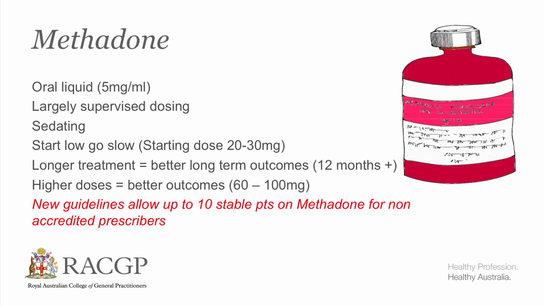So methadone, as I said before, has been around with us for a long time. It's an oral liquid, and it is only available as an oral liquid through this particular program. Largely supervised dosing. People generally will have up to 4 doses that they can take away from a pharmacy per week. Occasionally people will have a little more, but the guidelines are generally only 4.